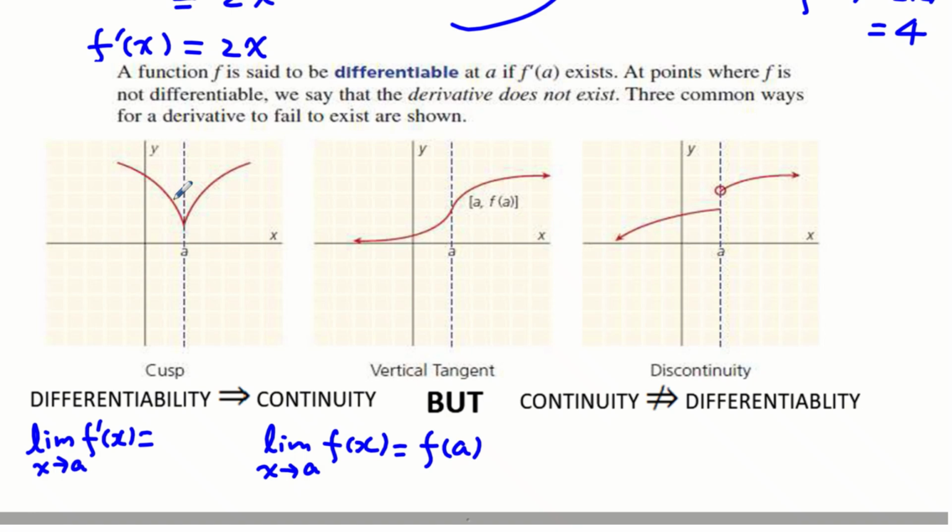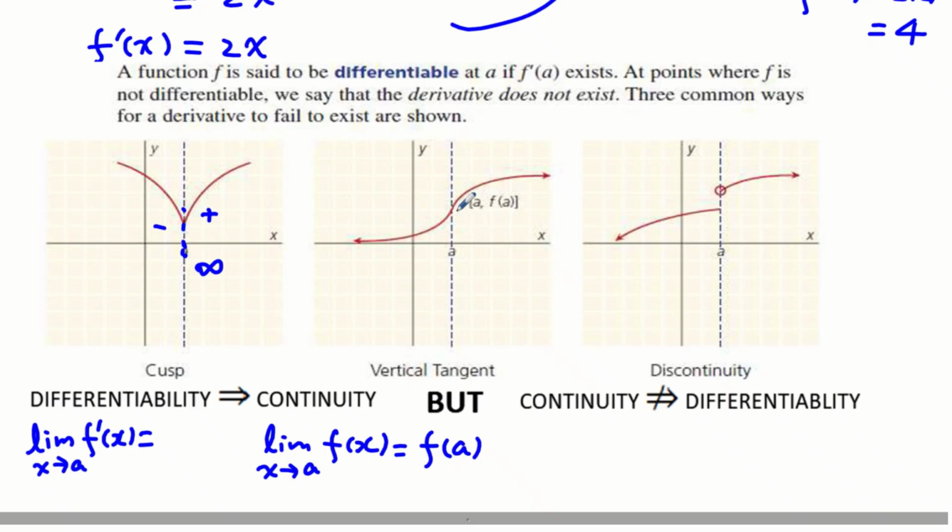So from the left side, you will see the slope is negative, and from the right side it is positive, and here the slope is vertical. It means it's infinite. So for this type of graph, it's not differentiable. We say that the slope of the tangent doesn't exist at this point. The limit of the left side slope of the tangent is not equal to the slope of the tangent on the right side. So we call it a cusp.